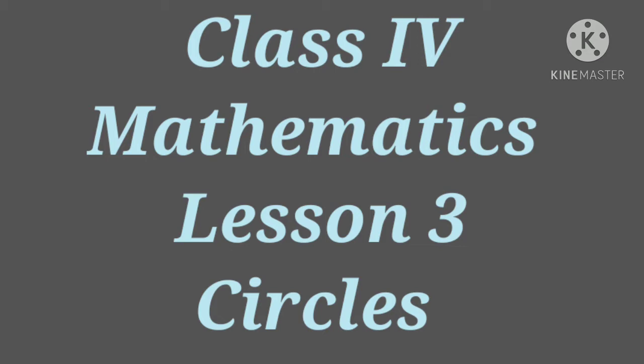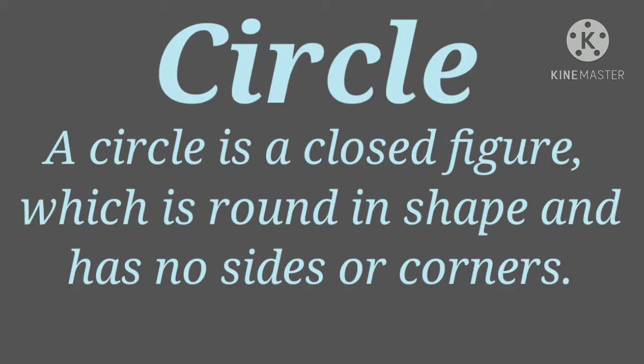Do you know what is a circle? Yes, you all have an answer that circle is round in shape. Now let us see the definition for circle. Circle. A circle is a closed figure which is round in shape and has no sides or corners. See, this is what a circle. It is round in shape and has no side and no corners.